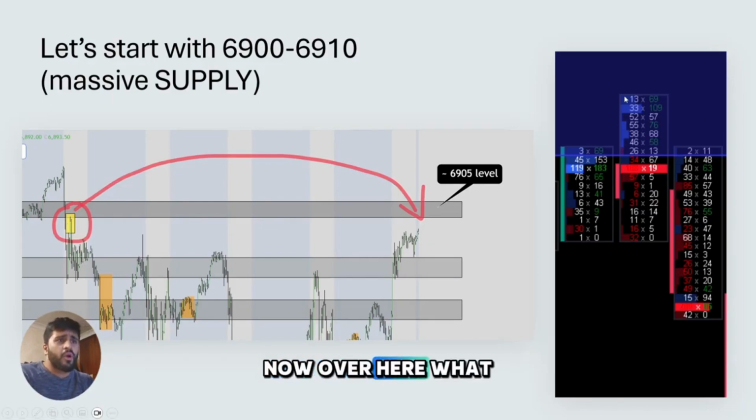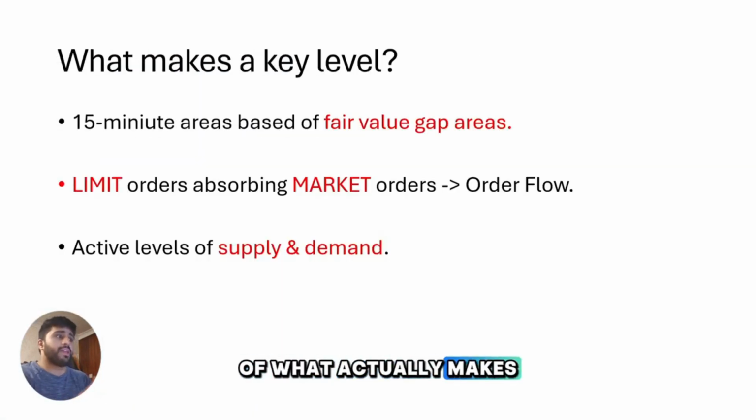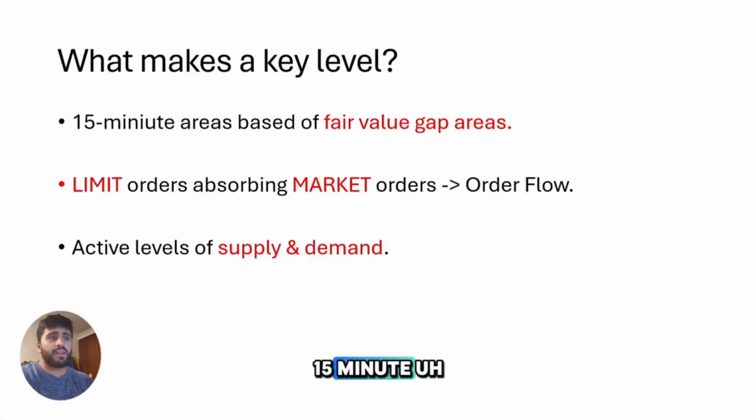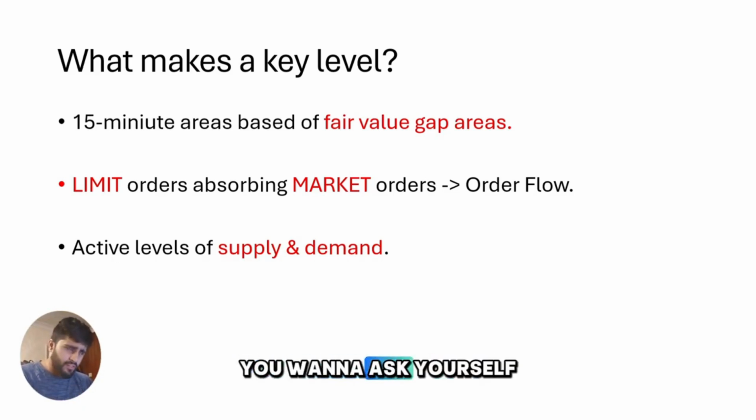Now over here, we can see the same thing, right? We see 13 for 69, and we see 33 for 109. The ask is a lot greater than the bid. So if we go back to our definition of what actually makes a key level, once you have a 15-minute fair value gap, or you can apply this to trend lines and other kinds of tools in that way. Once you have a 15-minute zone or a half an hour zone, I like to use 15-minute fair value gaps. You want to ask yourself the basic question.